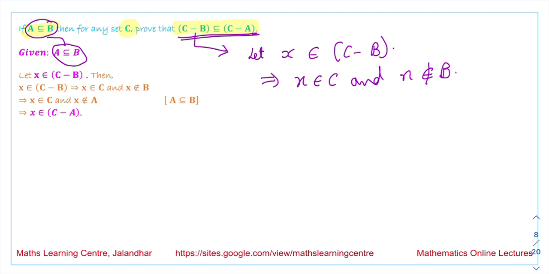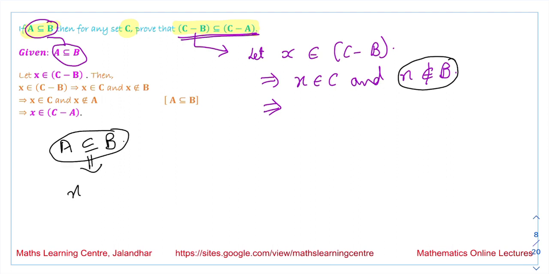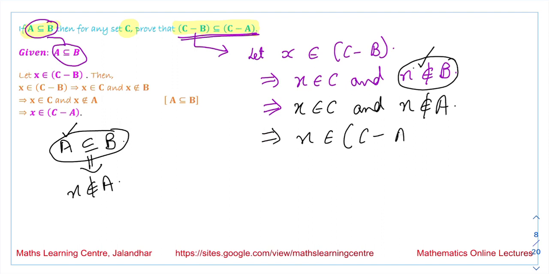Now it is given that A is a subset of B. So we have that x does not belong to B, and A is a subset of B. This implies that x does not belong to A, because every element of A is an element of B. So what we can write from this is that x belongs to C and x does not belong to A. This gives us that x belongs to C minus A.